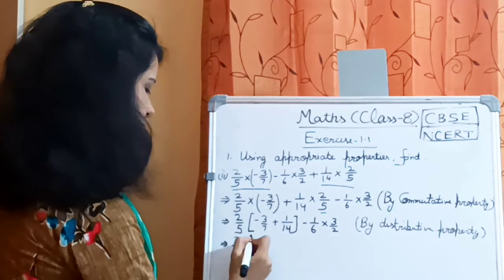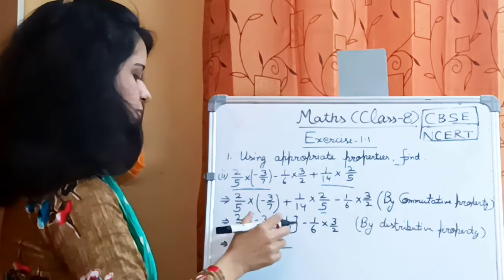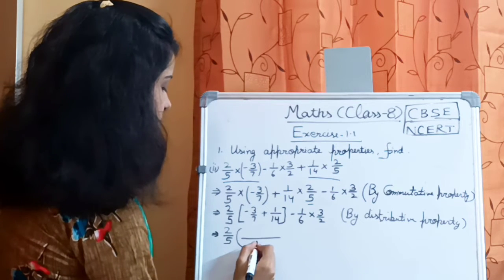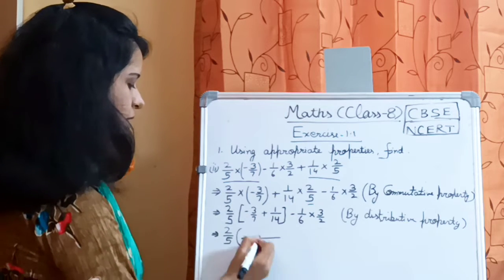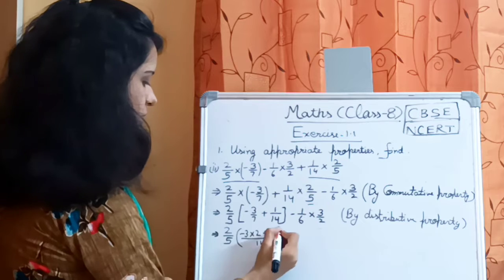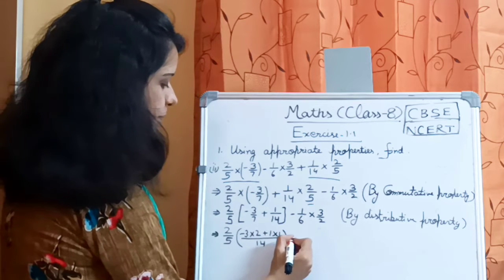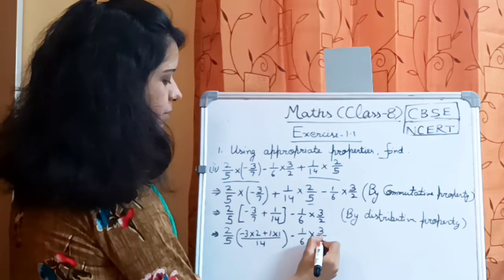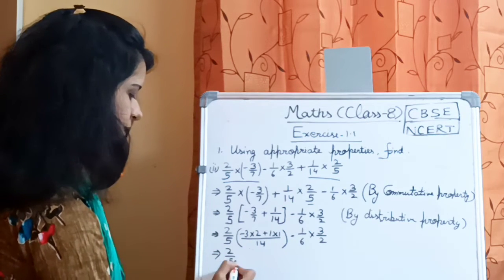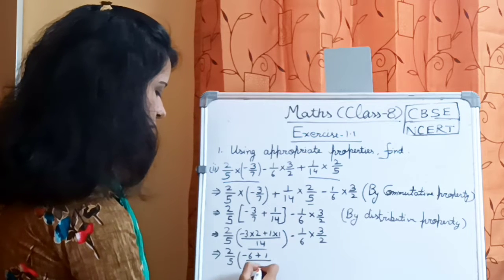2 upon 5, and we'll solve this operation which has been given in the bracket. Now we'll take the LCM of denominators, which is 14, and we'll write the numerator as it is: 7 times 2 is 14, plus we'll write the numerator as it is, which is 1, and 14 ones are 14. Minus 1 upon 6 multiplied by 3 upon 2, we'll write it as it is. Now just simplify it. We'll get minus 6 plus 1 upon 14.